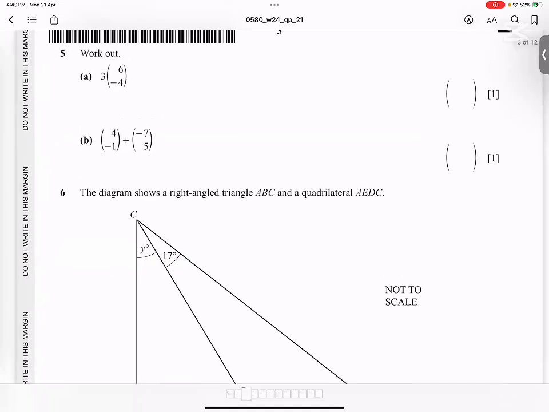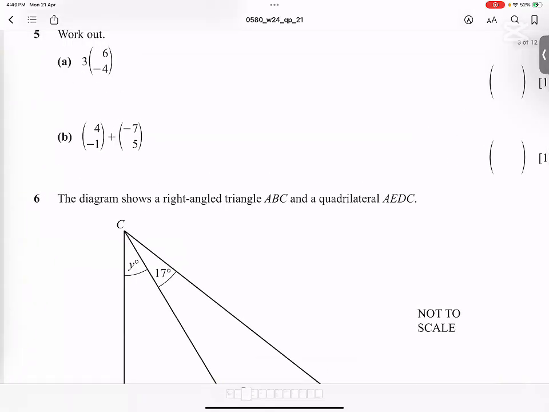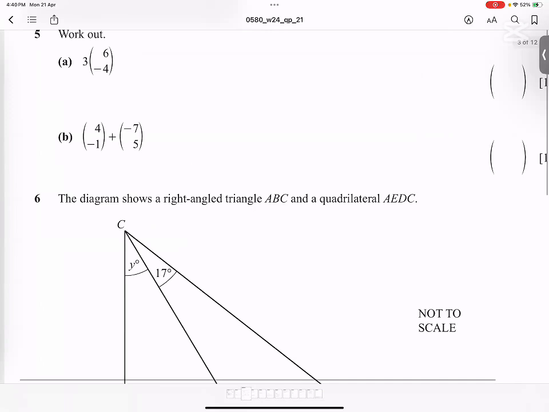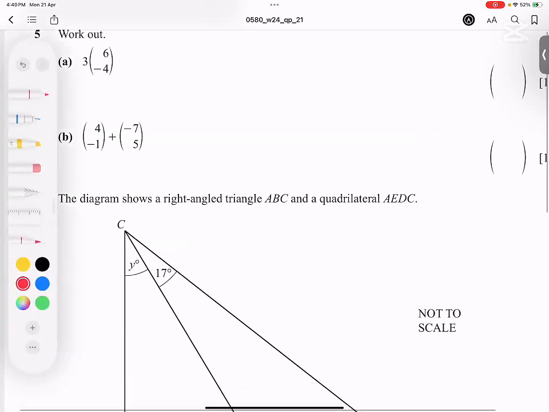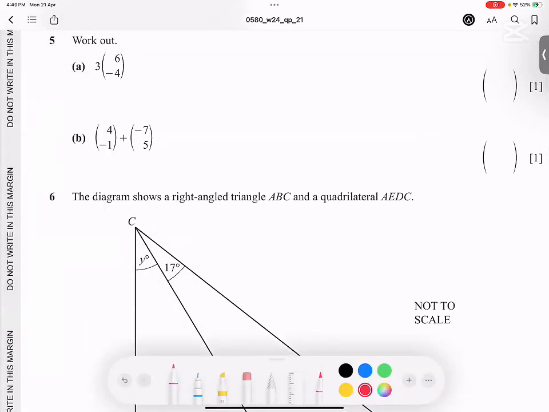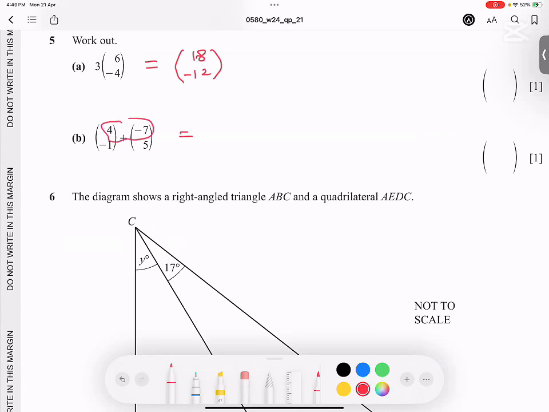This question number 5 is a column vector question. And basically, what is the method to do the question? We will simply multiply them, like 3 multiplied by 6 and 3 multiplied by -4. And try to do it without a calculator, students. So 3 sixes are 18 and 3 fours are 12. If you use a calculator for small calculations, it's trouble for you.